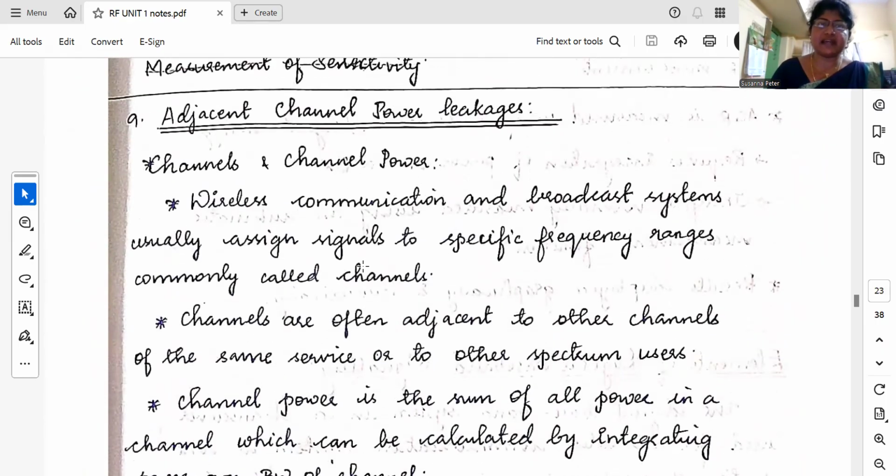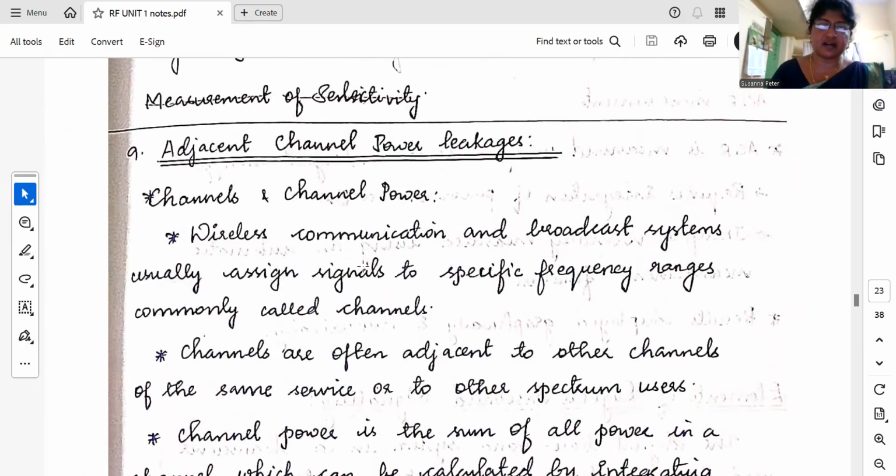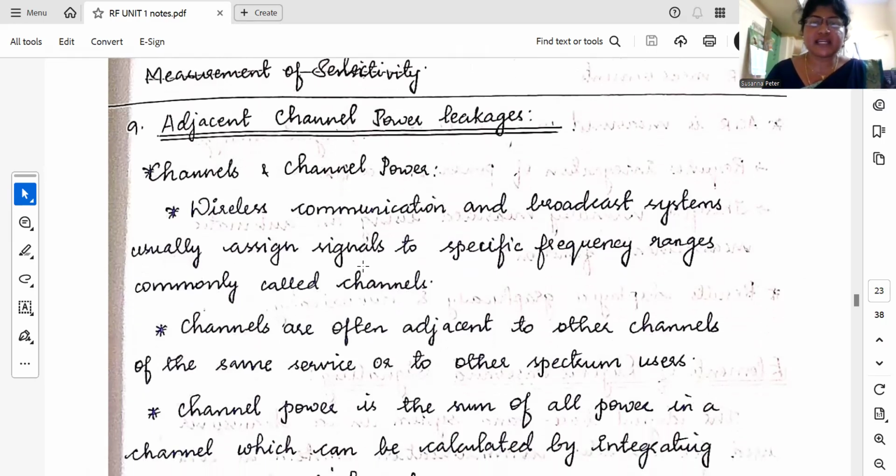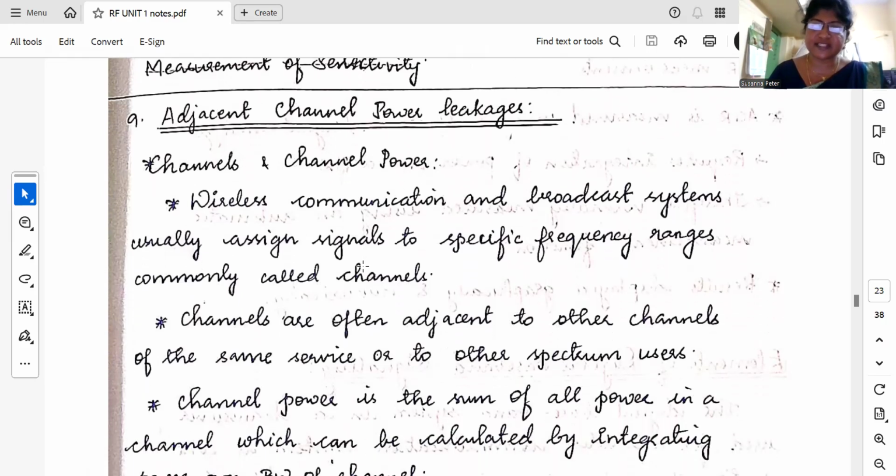As I mentioned in the previous topic, a lack of selectivity in your system can lead to adjacent channel power leakage. Wireless communication and broadcast systems usually assign signals to specific frequency ranges, commonly called channels. Your communication takes place in specific frequency ranges. For example, the radio frequency spectrum is 20 kilohertz to 300 megahertz, so signals should only go within this range. Communication takes place in channels.